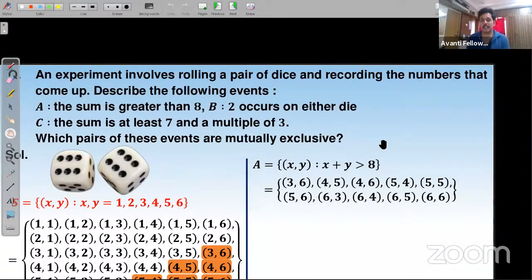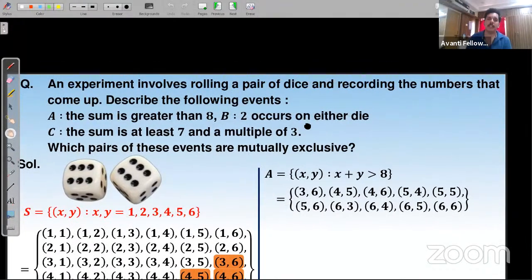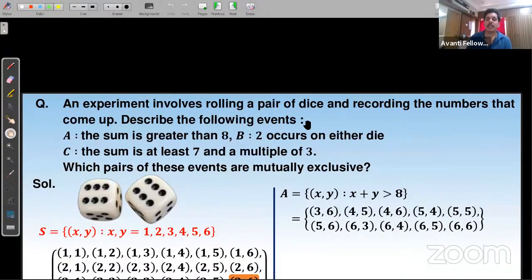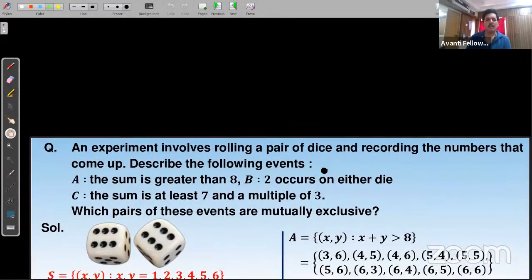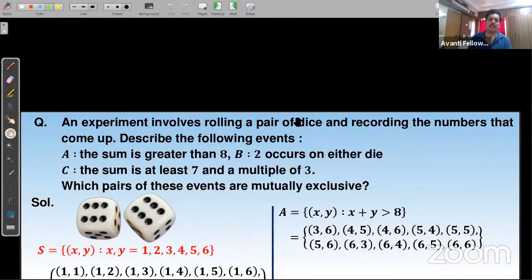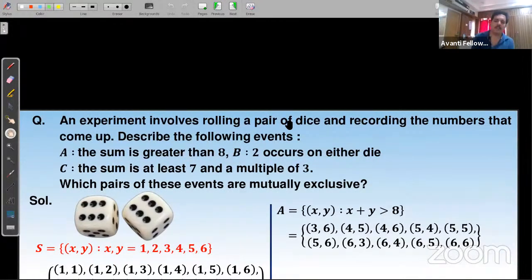So what is it asking, guys? The sum is greater than 8. It is asking three events. Event A, which is the sum is greater than 8, right? So if the sum is greater than 8, that is very easy. That is not a big deal, right? So what can you say?